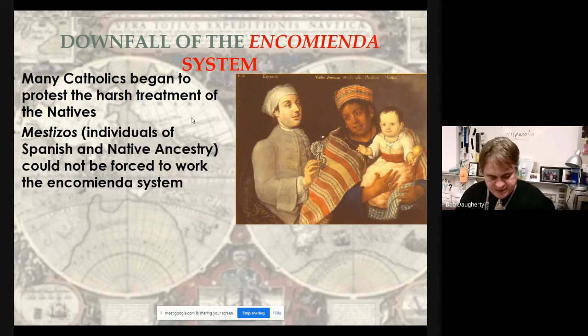Now, another thing to mention here too, y'all, one of the things that's going to cause the encomienda system to fall, besides Spanish criticism of it, is the fact that Indian women began to marry, sometimes voluntarily, sometimes, I hate to say, not voluntarily, Spanish men. Their children, or their issue, as the Brits would say, could not be forced to work on the encomienda system because they weren't Indians anymore. They were something else.